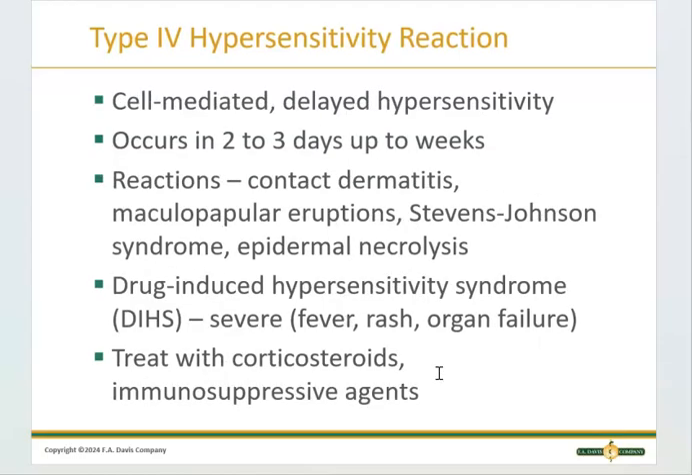Your type 4 hypersensitivity reactions are cell-mediated, and they're delayed. So 2 to 3 days up to weeks. Type 4, in my mind, I always go straight to Stevens-Johnson, or the different skin things. That's how I've always remembered it in the past. These are a result of the autoimmune and infectious diseases or contact dermatitis. The toxic epidermal necrolysis is also a terrible thing once you see it.